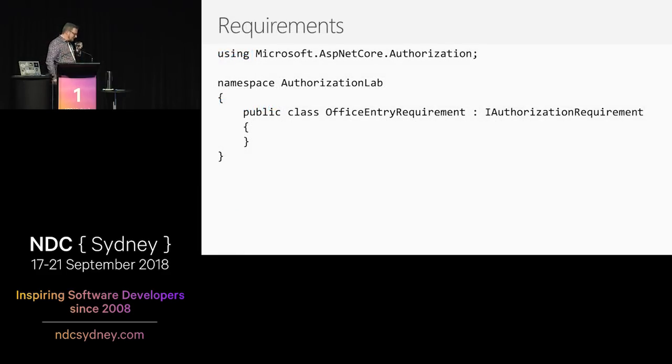So we have things based on requirements. A requirement is just a marker interface. You can put properties into your requirements if you want. So if you have a minimum age requirement and you want to spin up lots of them, you could have a minimum age in here that you could then set to be 18 or 21 based on what you want to do.